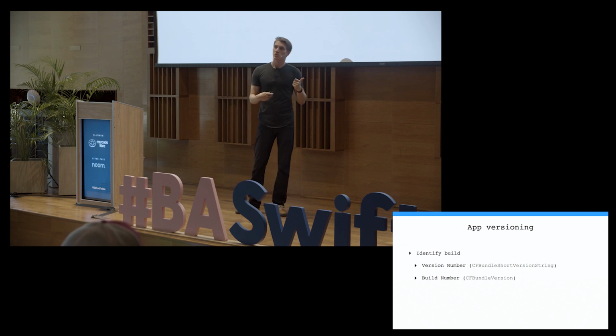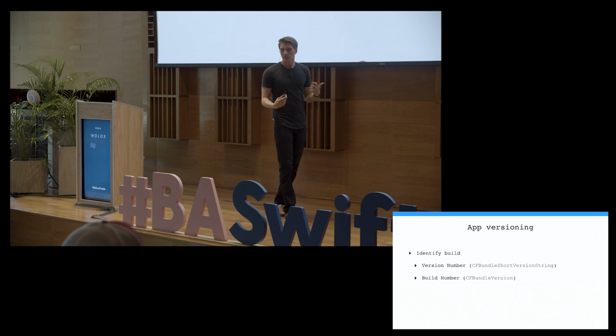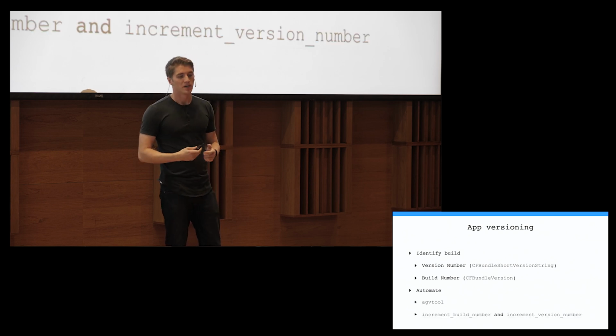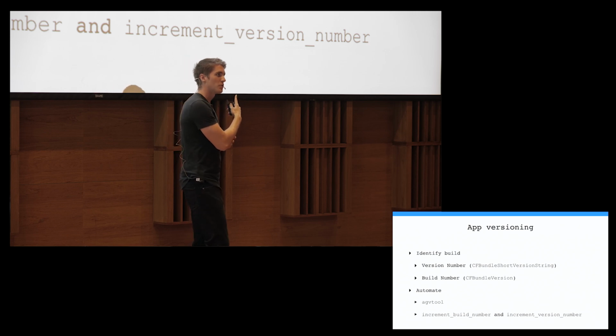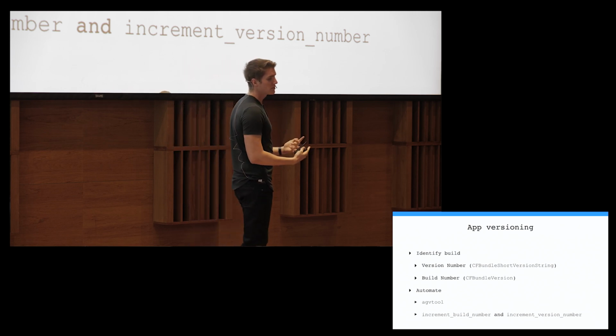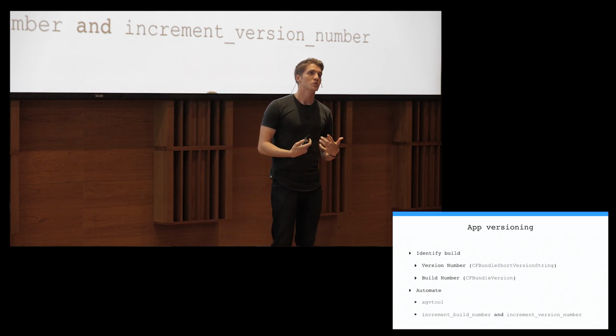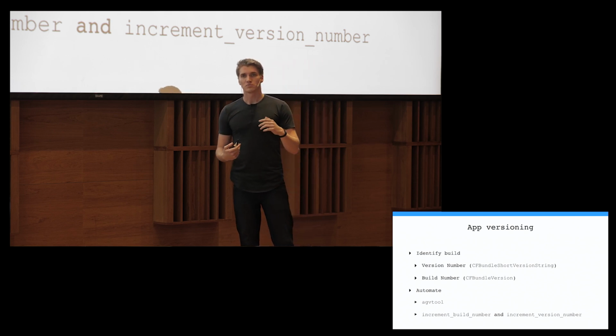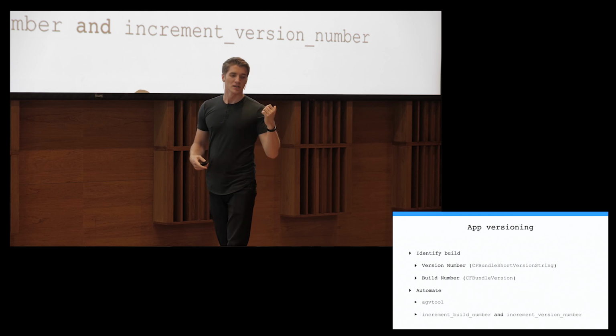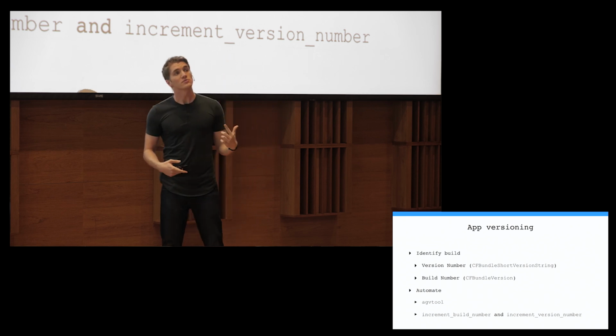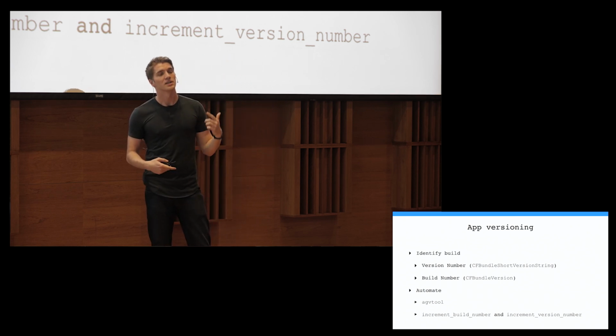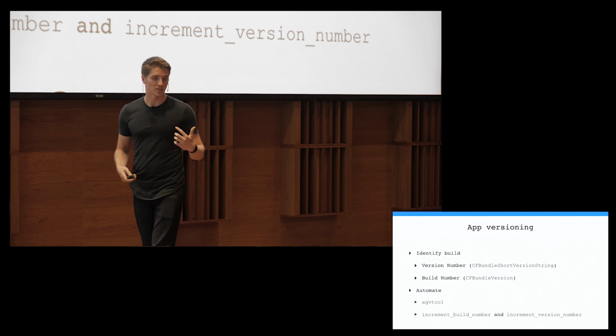The version number is also called the marketing number, which is the one that's visible to the end user, and then there's the build number, which is just an incrementing number. So you can very easily automate it. You have to update your Xcode project to enable automatic versioning, and then you can use this tool called AGV tool, which does everything for you. You just call that, or if you use Fastlane, you can use the increment build number and increment version number CLI, which uses the AGV tool under the hood.